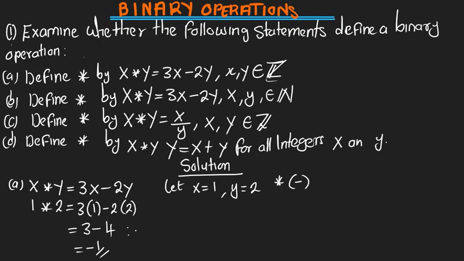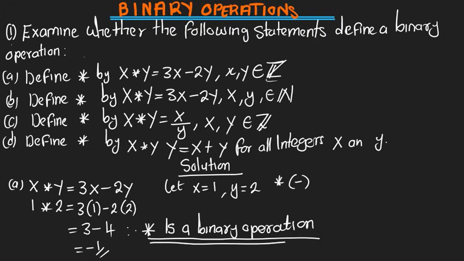So we can therefore conclude that star is a binary operation. Okay, that makes sense. If you want, you can make x equal to 1, y equal to 1, you still get an integer. Let's try to do the second one.